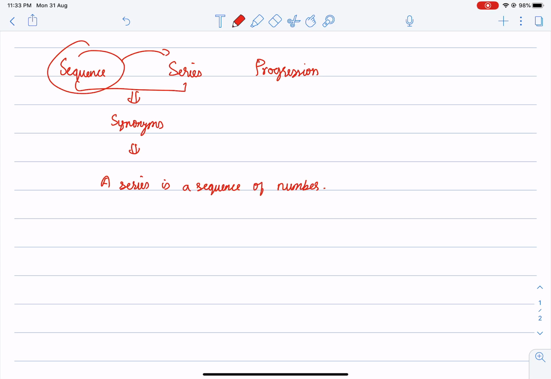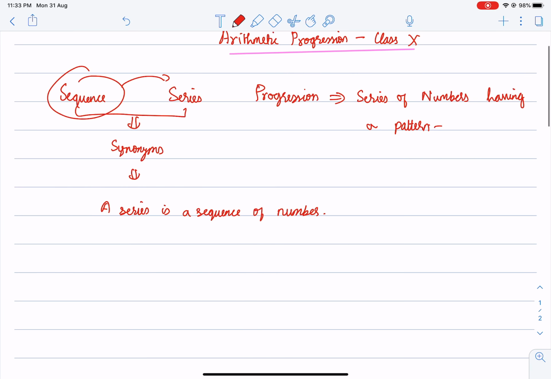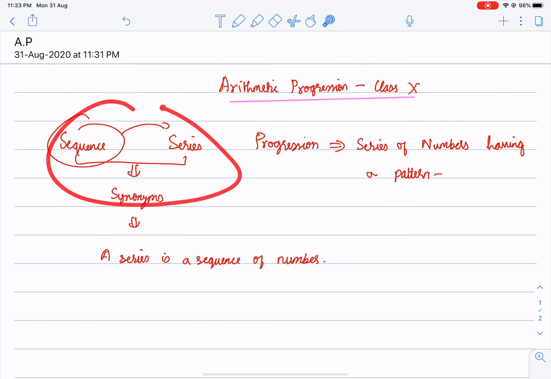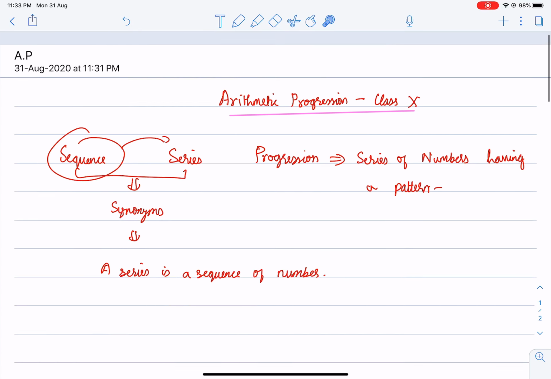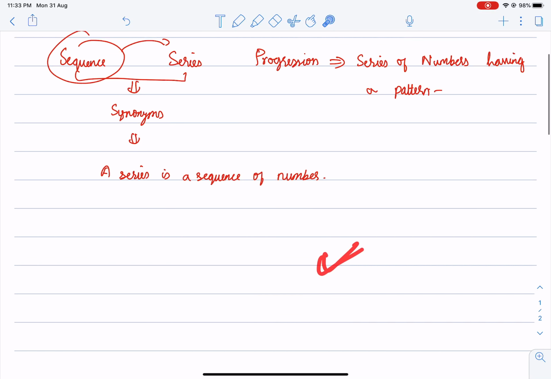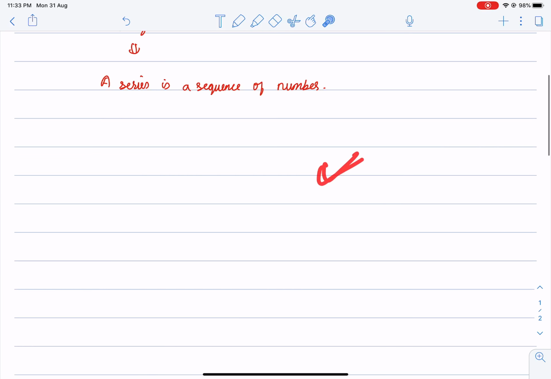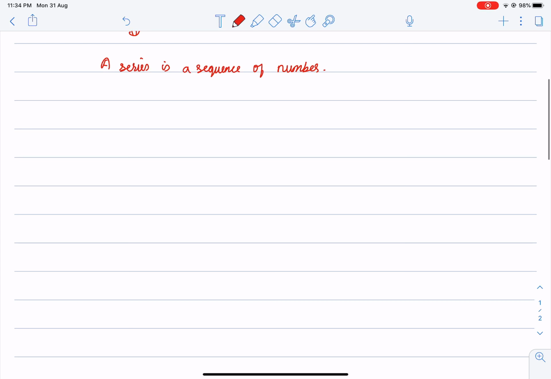Next, what is a progression? A progression is a series of numbers having a pattern. They have a pattern. So I hope you have understood these terms, because I'll be using these terms a lot. Okay, if you have understood this much, let's continue.